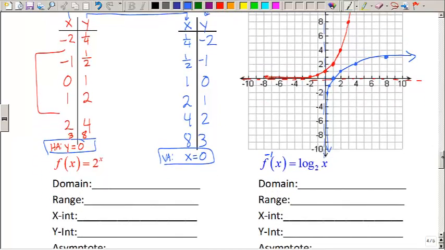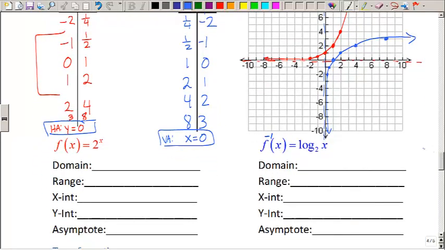Let's take a look at the domain and range of both of these red and blue functions. The domain of the red function is negative infinity to infinity. The range is from 0 to infinity. These are the same properties we talked about in the past section. The x-intercepts, well, remember there aren't any because it has an asymptote at the x-axis. The y-intercept is (0, 1). And the asymptote we've already talked about is y equals 0, or the x-axis.